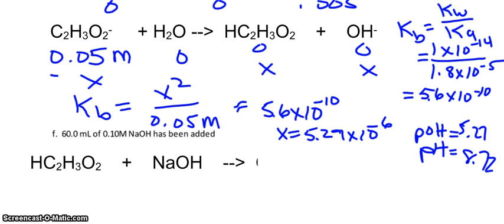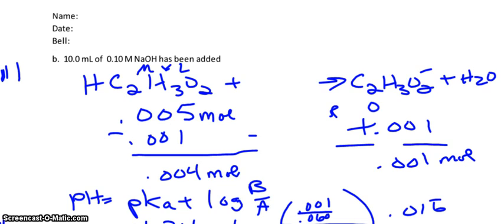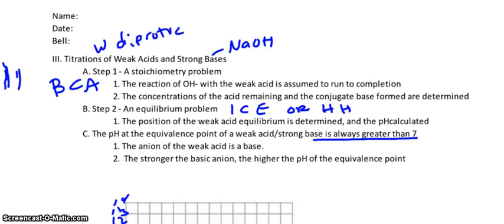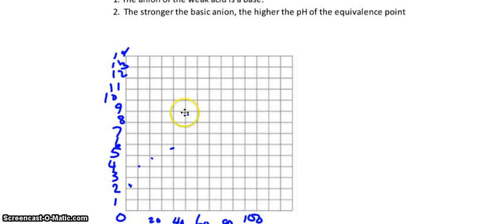Let's go back and plot our point. So we'll go back here, go to our graph, and plot our point. And here it is. Wow, it shot right up. With 10 more mils, it went pretty high. And remember what we call this. This is our equivalence point. This is where moles acid equals moles base.